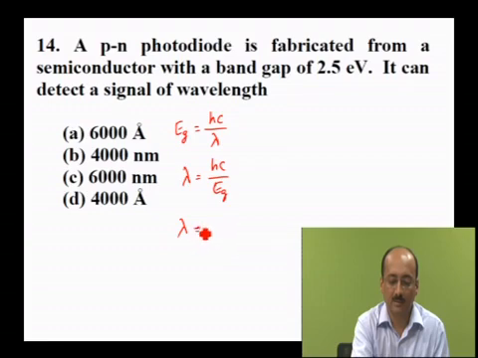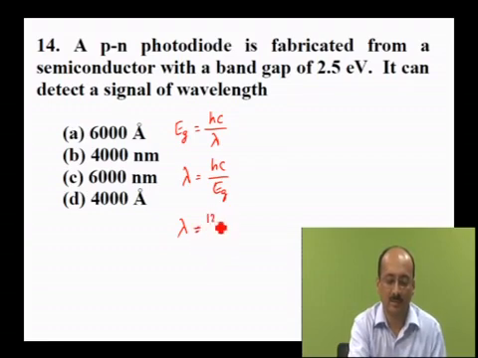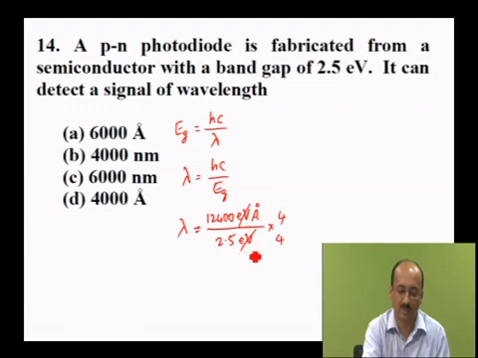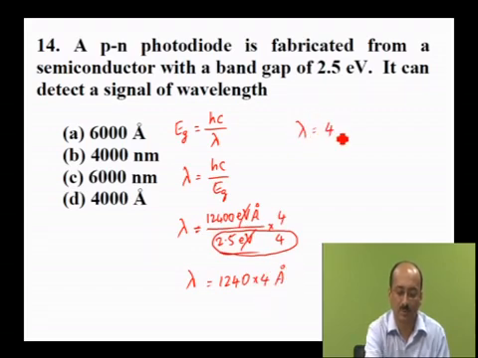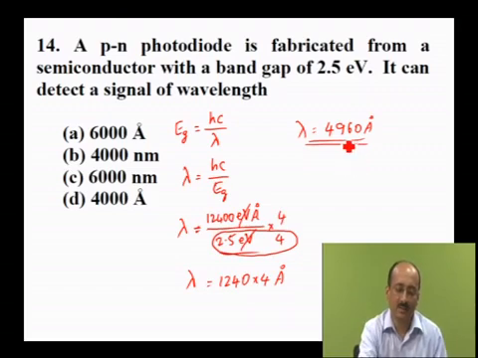Now, lambda will be, please remember, hc can be given by 12,400 electron volt angstrom, that you divide by Eg, the energy gap they have given, 2.5 eV. eV cancels, and to make your calculation easier and faster, you can multiply both by 4, so that 2.5 into 4 is 10, that will cancel one of the zeros there. This translates into 1240 into 4 angstrom. So, that works out to be 4,960 angstrom.